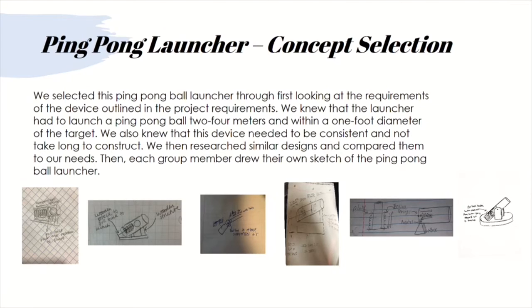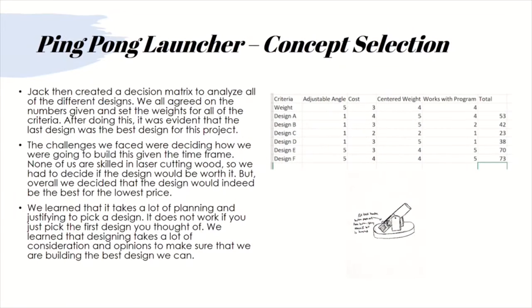We researched similar designs and compared them to our needs, and then each group member drew their own sketch of the ping pong ball launcher, and those are pasted below. Jack then created a decision matrix to analyze all of the different designs. We all agreed on the numbers given and set the weights for all of the criteria. After doing this, it was very evident that the last design was the best design for this project.